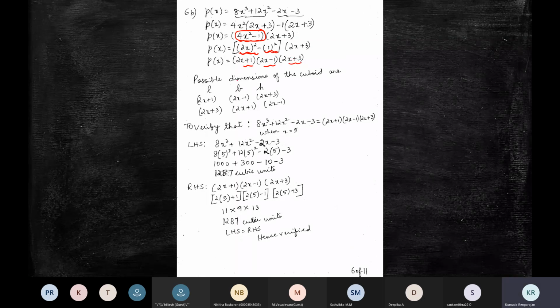So the possible dimensions of the cuboid are L, B, H. If this is the length, this can be the breadth, this can be the height. You can write it in different ways. So you can see two such ways here. If this expression is the length, then this expression is the breadth, and this expression is the height. If this expression is the length, then maybe this can be the breadth and the other one the height.